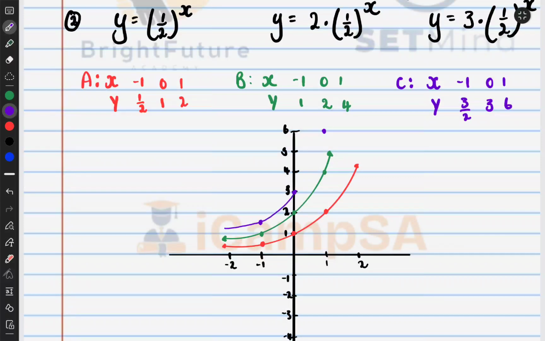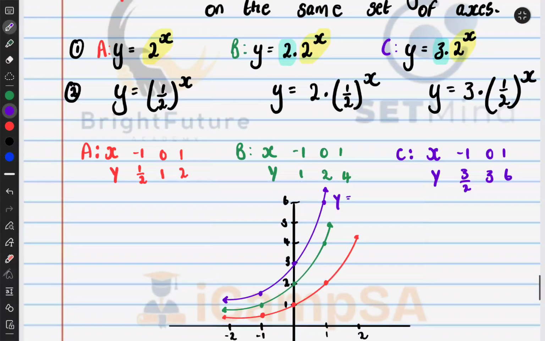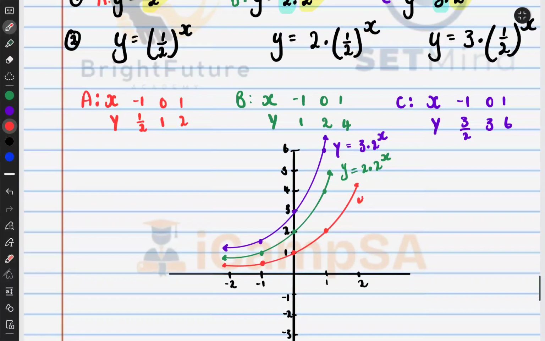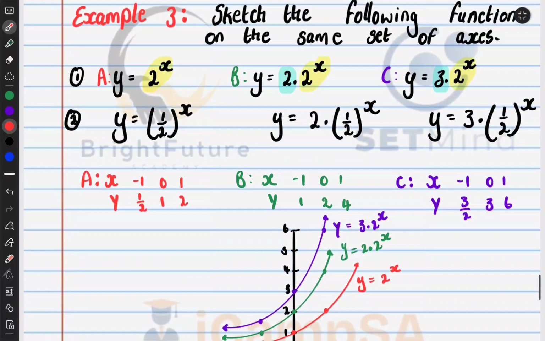Hopefully you are seeing that as the value of a increases, the functions move further and further away from the x-axis, so the function gets stretched further away from the x-axis. This one is for y is equal to 3 multiplied by 2 to the power of x, and then the y function is y is equal to 2 times 2 to the power of x, and then lastly is y is equal to 2 to the power of x.